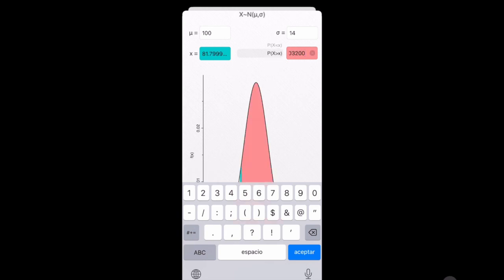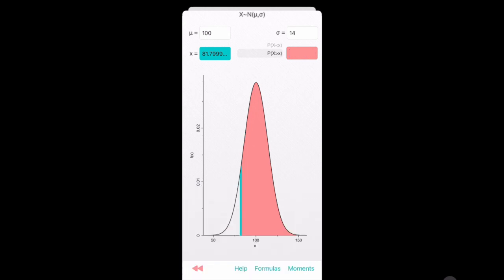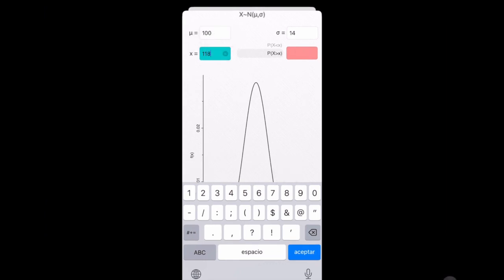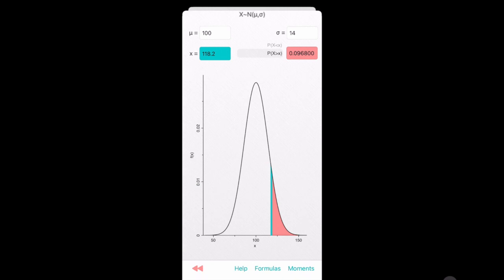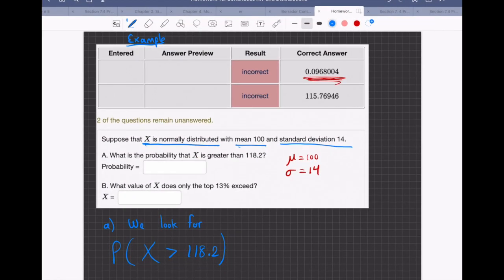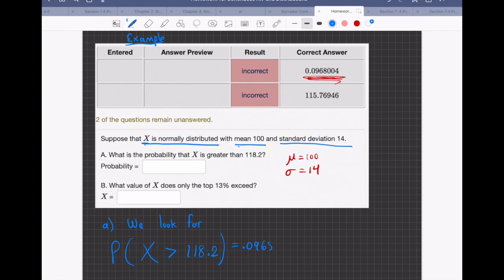And we look for the probability greater. Okay. You can see the value, 0.096800. That is this. You see? This is the answer. Now, in part B, the question is slightly different.